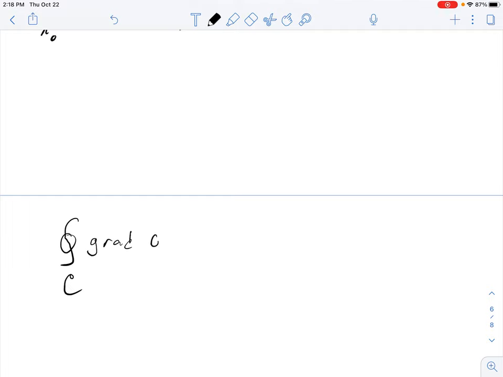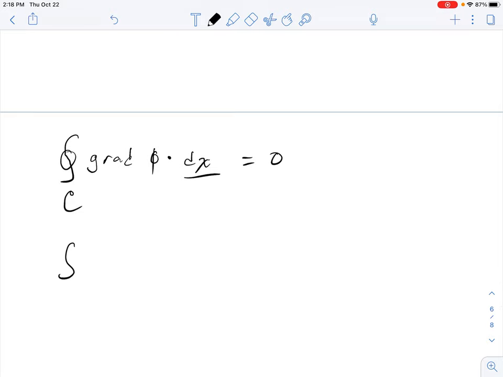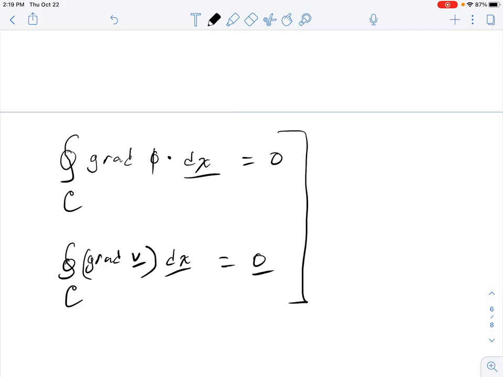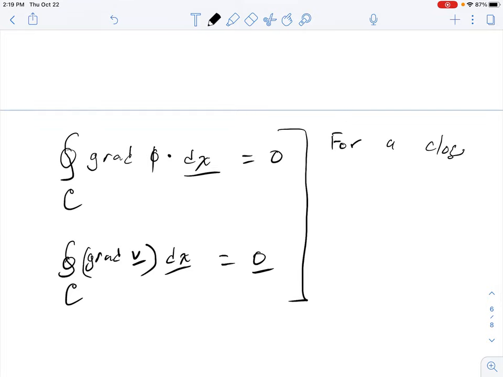Grad phi dot dx vector is equal to scalar 0, the line integral over a closed curve of grad v acting on dx is equal to vector 0 for a closed curve C, with phi and v differentiable.